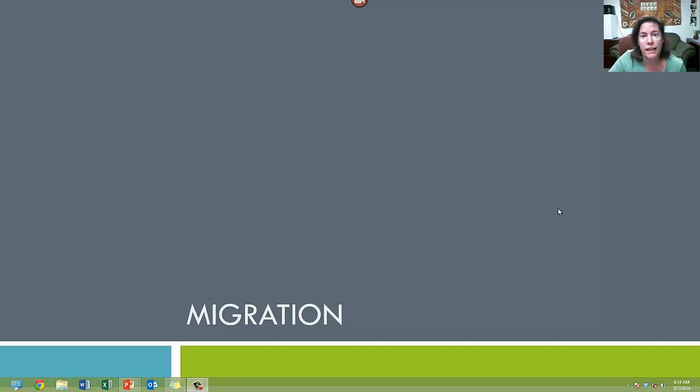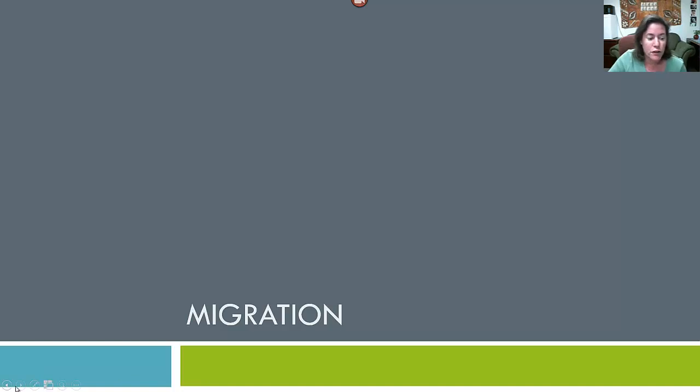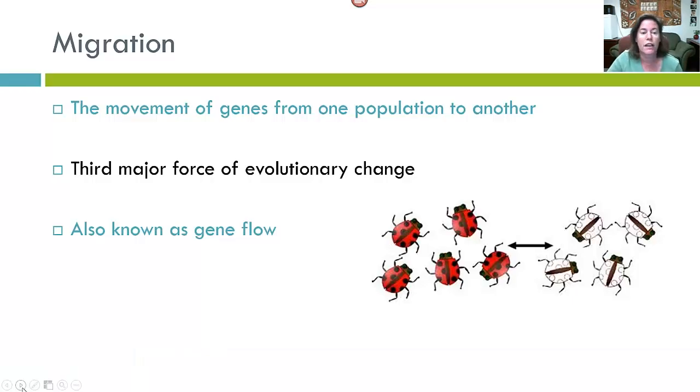The title of this lecture is Migration. Migration is the third evolutionary force of evolutionary change, that is. It is defined as the movement of genes from one population to another, and it is also known as gene flow, the movement of genes from one population to another.